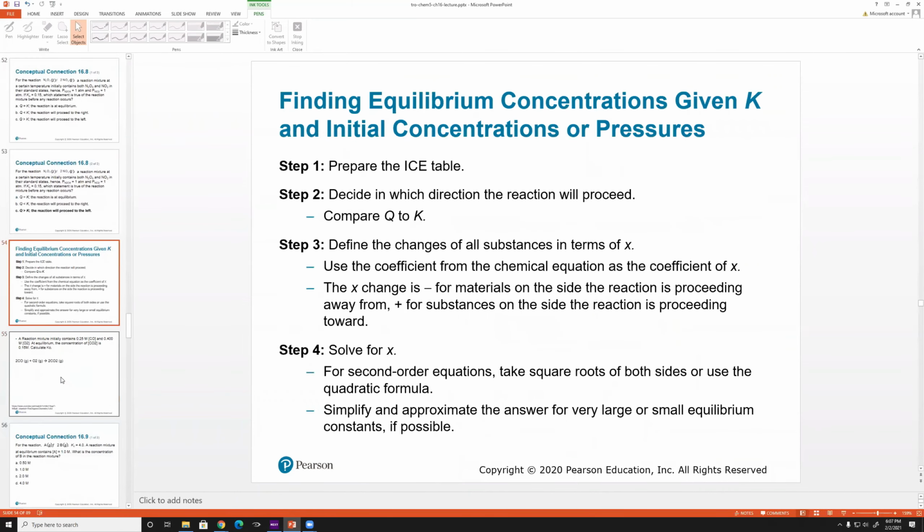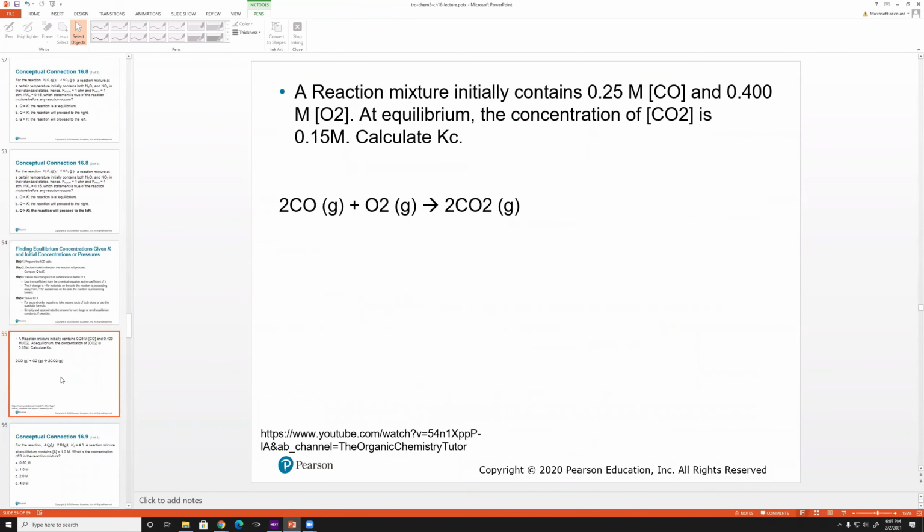So what we want to do is determine what we can do with an ICE table. Here's an example. A reaction mixture initially contained 0.25 molar CO and 0.4 molar O2. At equilibrium, the concentration of CO2 is 0.15. Calculate Kc. So here's how we do an ICE table.